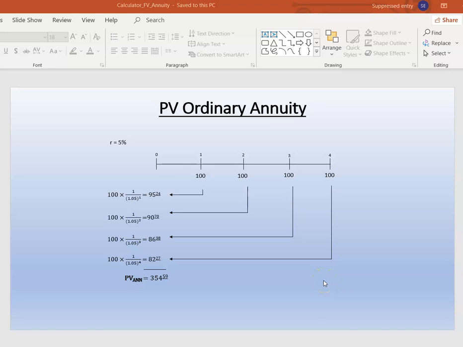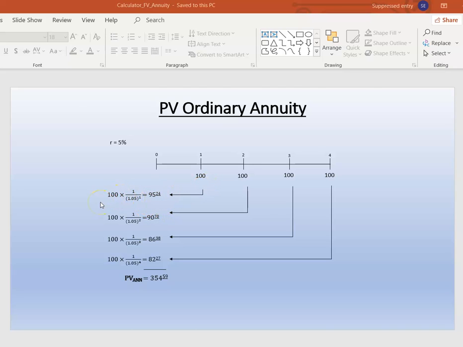Hi, in this video, I will go over how to use an online financial calculator to calculate the present value and future value of an annuity. Here is the timeline of cash flows for a 4-period annuity. This annuity will give you a payment of $100 in 4 consecutive periods. The discount rate for 1 period is 5%.